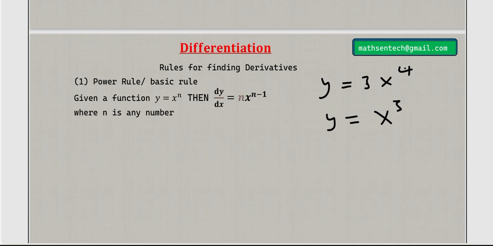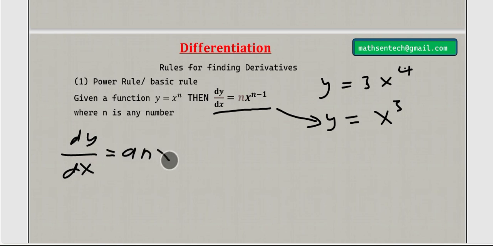So what is the general formula for getting the derivatives? This is the general formula for that kind of equation. Now how about the top one? For the top one, the general formula is dy by dx equals a n x to the power n minus 1. You can see we have introduced an a here. What is that a? That a is this coefficient right here, 3. So we said 3 is the coefficient of x.